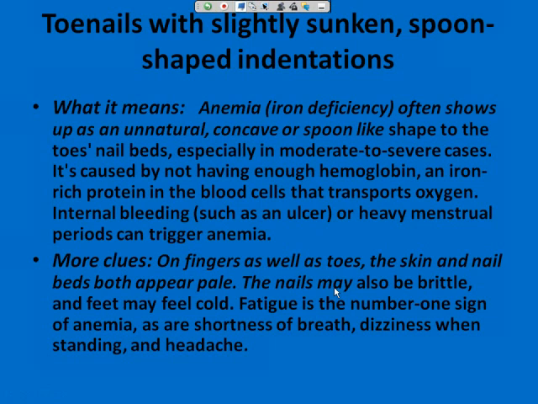Often shows up in an unnatural, concave or spoon-like shape to the toes or nail beds, especially in moderate to severe cases. It's caused by not having enough hemoglobin or iron-rich protein in the blood cells that transports oxygen. Internal bleeding, such as an ulcer or heavy menstrual periods, can trigger anemia. More clues, you will see this on the fingers as well as toes. The skin and nail beds both appear pale. The nails may also be brittle and feet may feel cold. Fatigue is the number one sign of anemia, as are shortness of breath, dizziness when standing, and headaches.